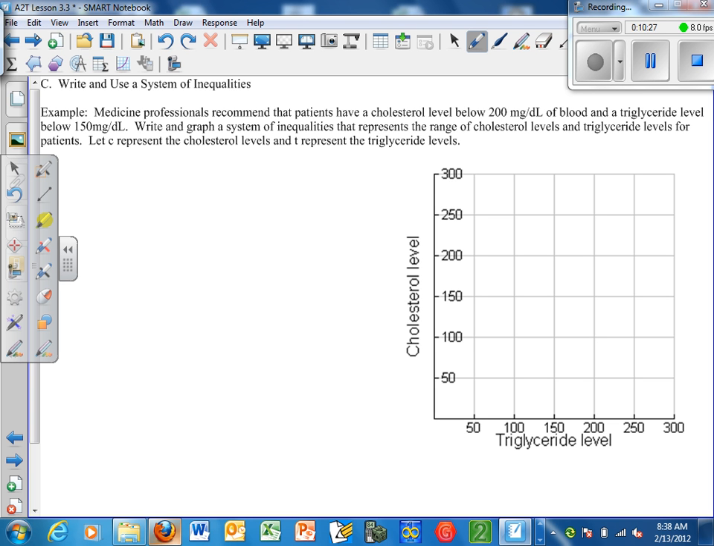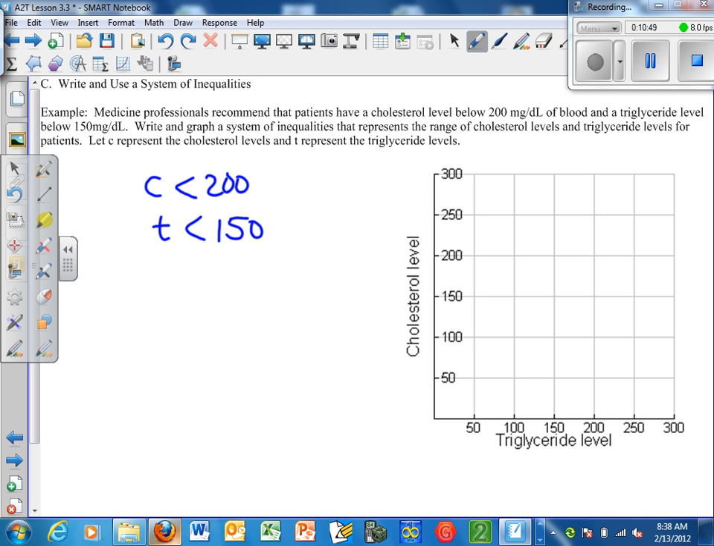So we want cholesterol, so C, to be less than 200. Because cholesterol is on the vertical axis, it is going to be a horizontal line. We'll do that, but let's write the other one. And we want triglyceride, so T, to be less than 150.